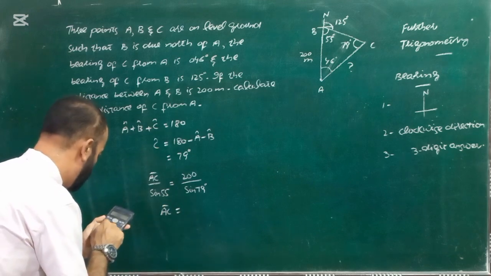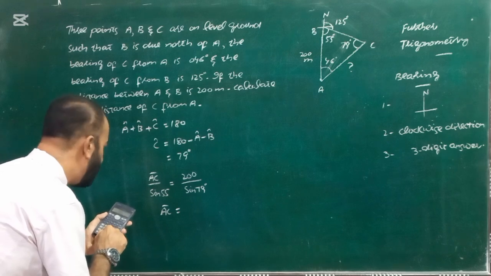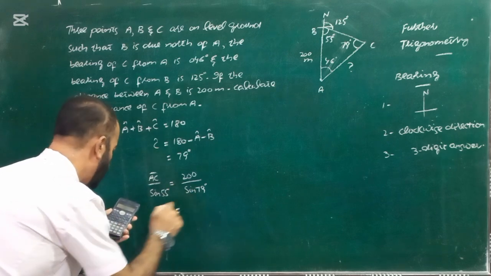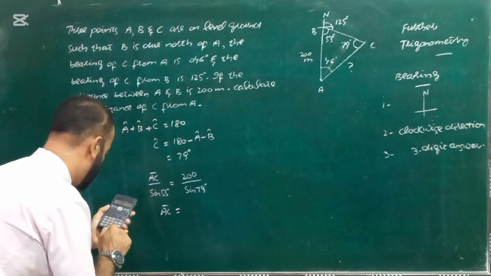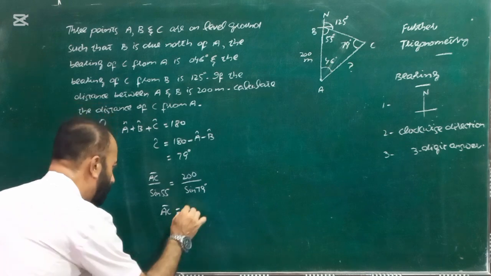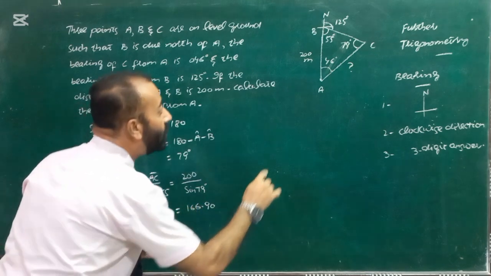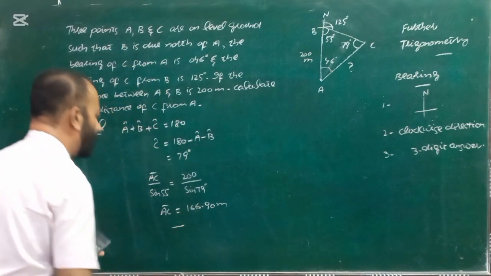So sine 55 multiplied by 200 divided by sine 79. Answer is 166.90. So unit used is meters. So this is the answer.